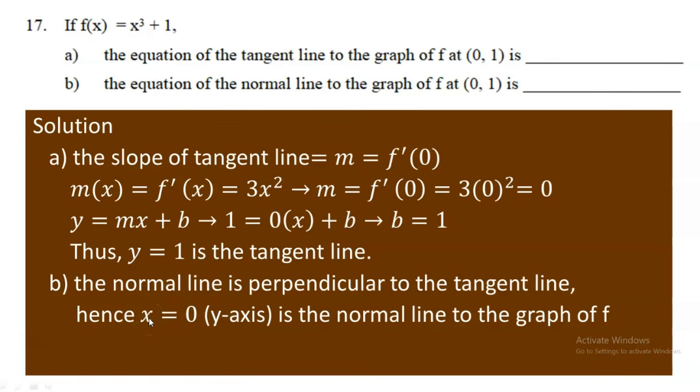So we need to consider x equals a certain line, but its x component, as you see here, is 0. So x equals 0, or the y-axis, is the normal line, because the y-axis passes through the point 0, 1 and it's normal to the tangent line, right? So the normal line is x equals 0, or the y-axis, and the tangent line is y equals 1, right? So what comes next from this is question number 18.